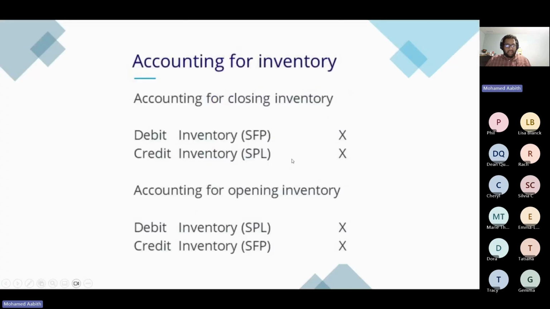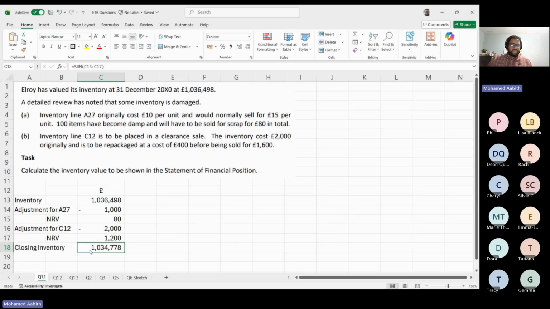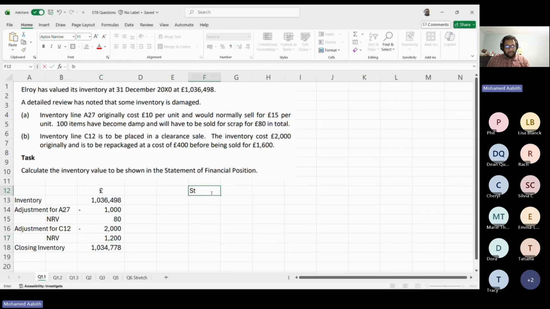So let's go back to this extended trial balance. This closing inventory is part of your cost of sales calculations, because you have to remember this inventory has not been sold. If it's not been sold, it could not be part of my cost of sales. So we will probably do my statement of profit and loss in this way. So let's say here, statement of profit and loss.